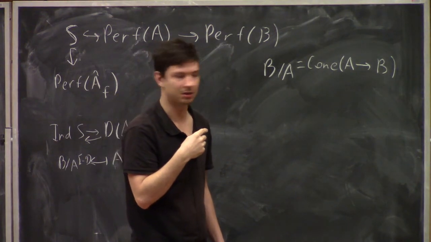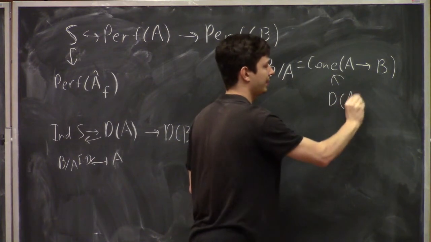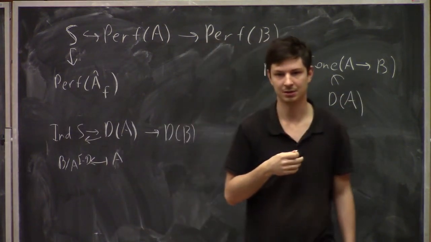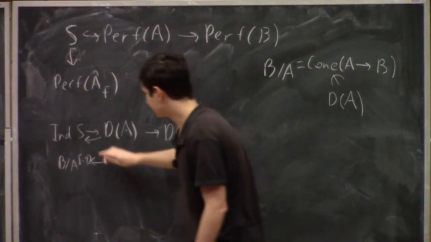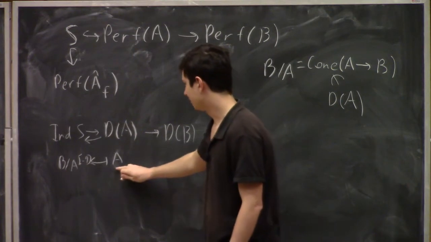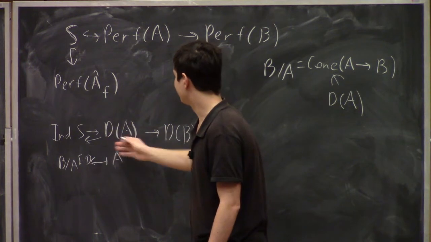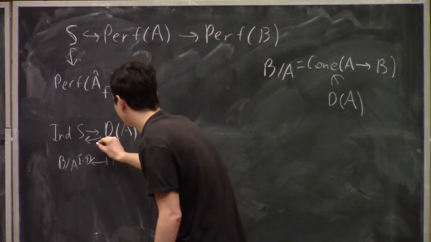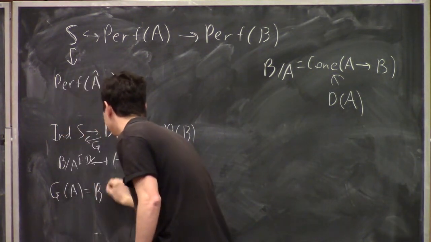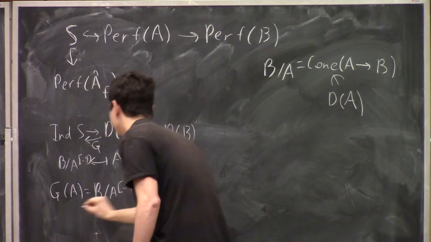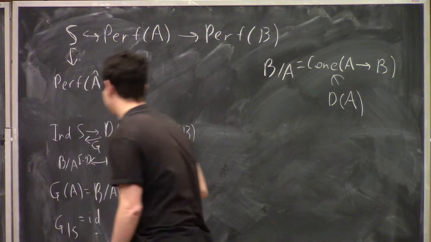This object is an object of the derived category of A, and then I can take it to the completion. Yes, that's what I mean. This right adjoint functor, say G, maps A to B mod A shifted by -1, but G restricted to S is just the identity.